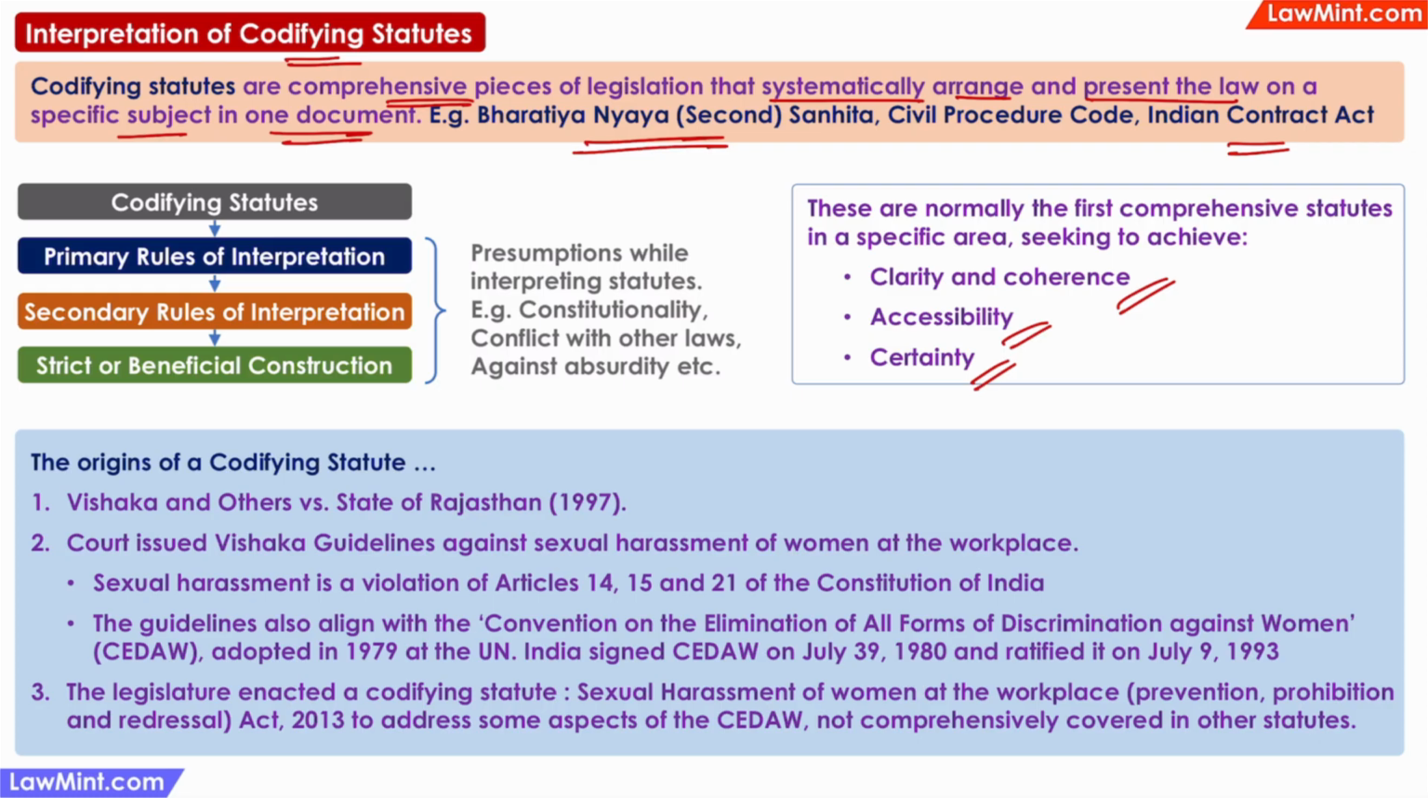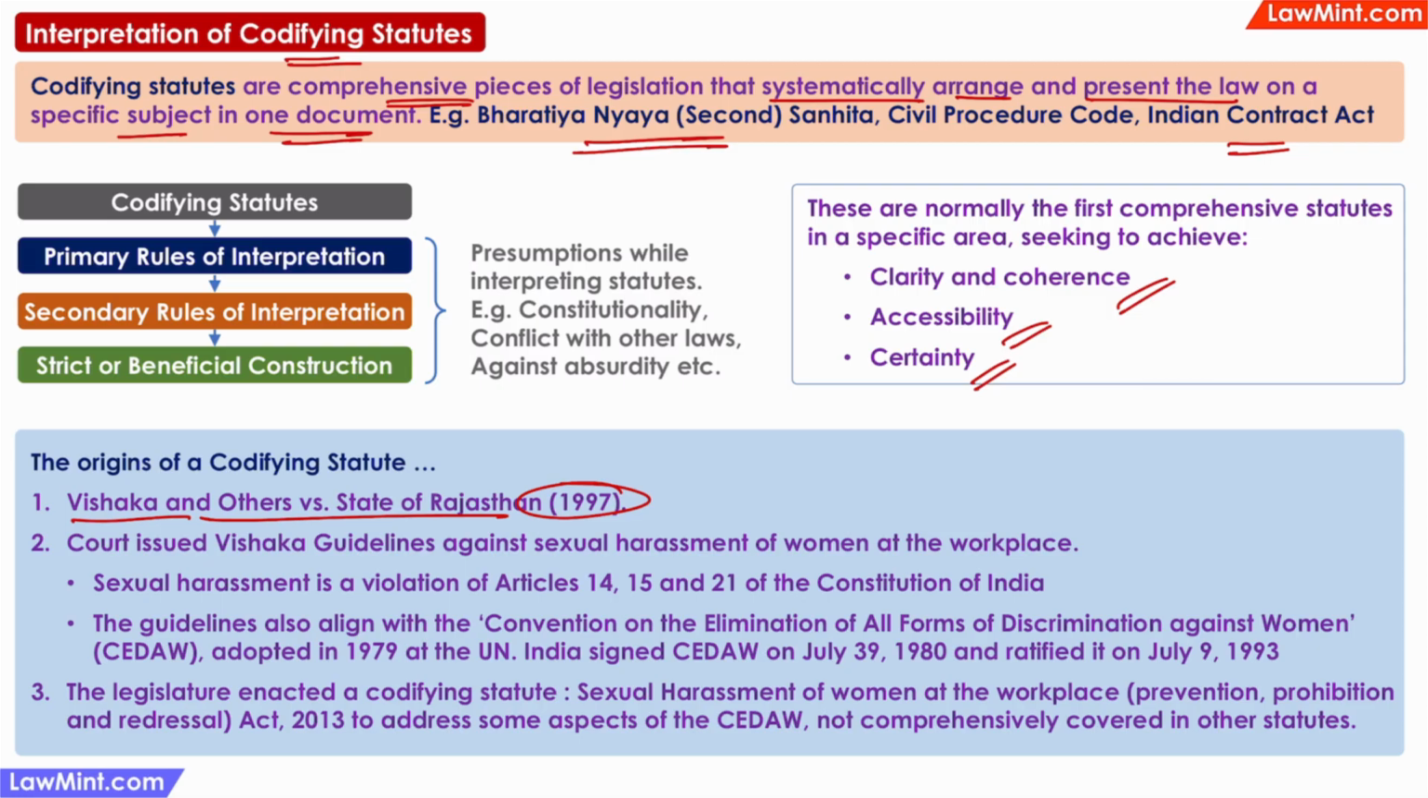Another example of a codifying statute is the Prevention of Sexual Harassment of Women in the Workplace Act. While deciding on the Vishaka versus State of Rajasthan case in 1997, the court saw that there was no single statute that dealt with this topic comprehensively.